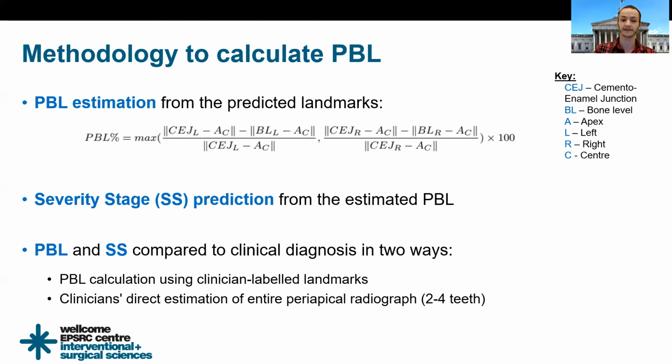And the severity stage is predicted from this periodontal bone loss percentage. Periodontal bone loss and severity stage is compared to our clinician's diagnosis in two different ways. So we have clinicians label landmarks, and we calculate the periodontal bone loss using the same equation. And also we get clinicians to directly estimate what they would say the periodontal bone loss percentages are of an entire periapical radiograph, which includes 2 to 4 teeth, which is more aligned to how it would be done in clinical practice.